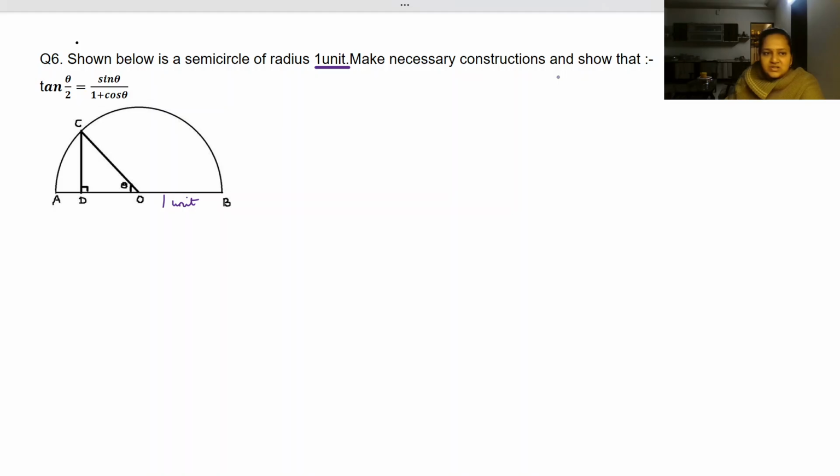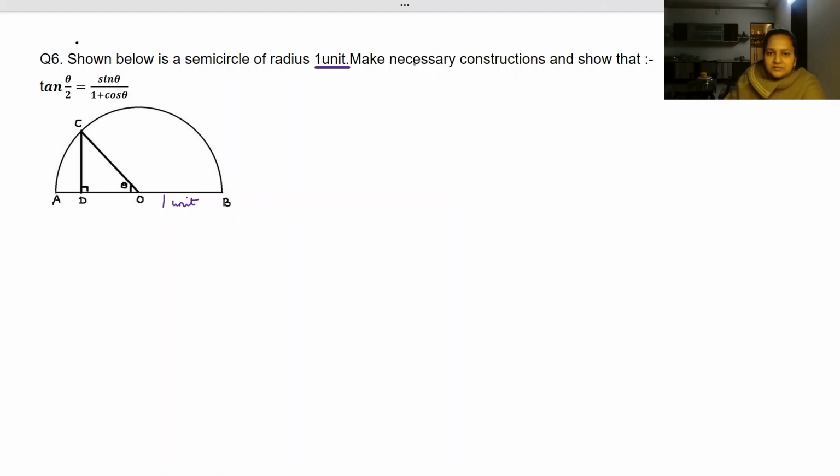Make necessary constructions and show that tan of theta by 2. Now we are given only angle COD as theta, and CD is perpendicular to the diameter, and we want to prove that tan of theta by 2 is equal to sine theta upon 1 plus cos theta. Read this question again to yourself, student. This is a little different, but not a difficult one.